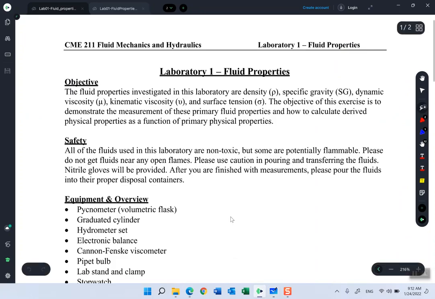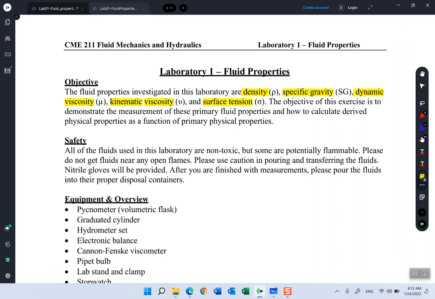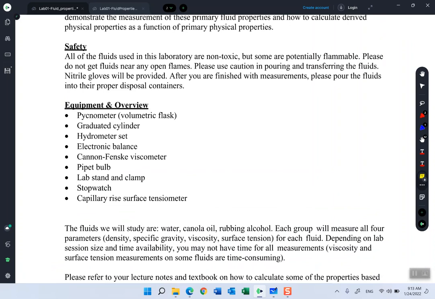So our lab today will be about fluid properties. We are going to investigate several properties, which are density, specific gravity, dynamic viscosity, and kinematic viscosity, and finally the surface tension. As I said, you are going to measure these properties for 3 fluids. These fluids are water, canola oil, and rubbing alcohol.